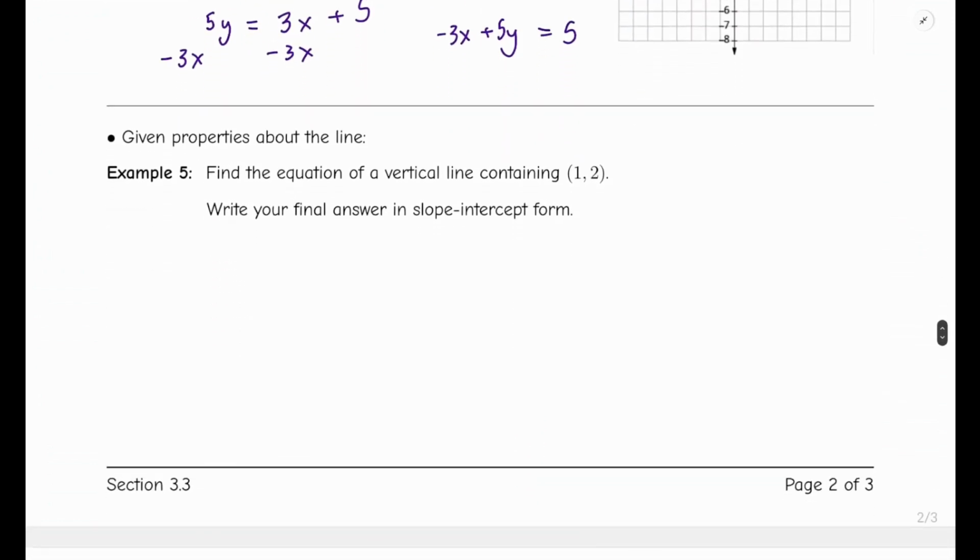Given properties about the line. Example 5. Find the equation of a vertical line containing the point 1, 2. Write your answer in slope-intercept form. Well, we actually aren't going to be able to do this because it's a vertical line. And remember from above, the only way to write the equation of a vertical line is in standard form. And from the previous section, I know the equation of a vertical line is x equals some number. Well, the x value of this point is 1, so I get x equal to 1, and there's the equation of my line.